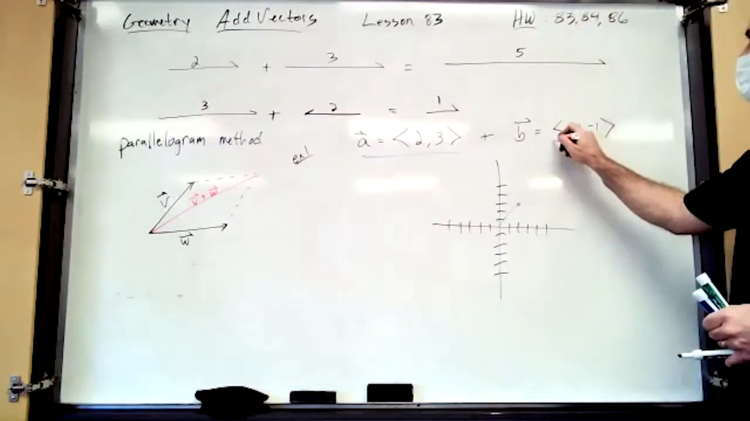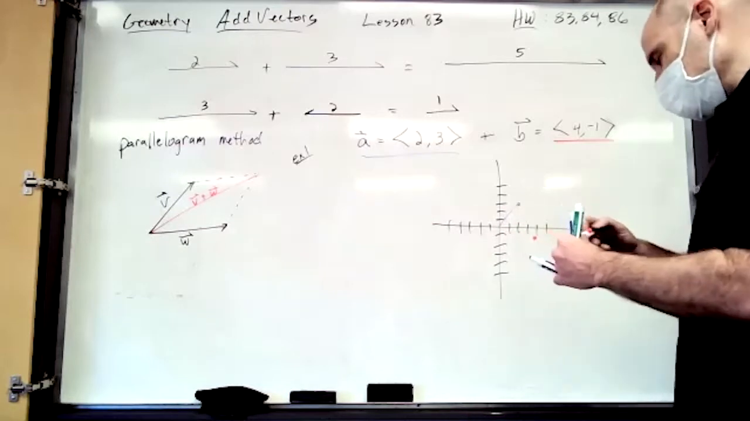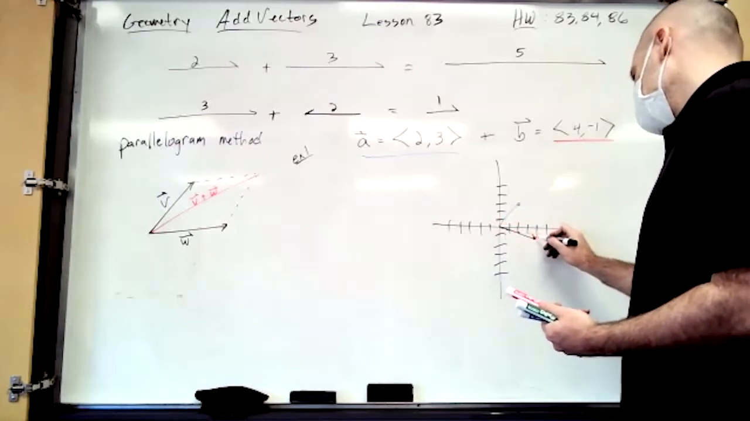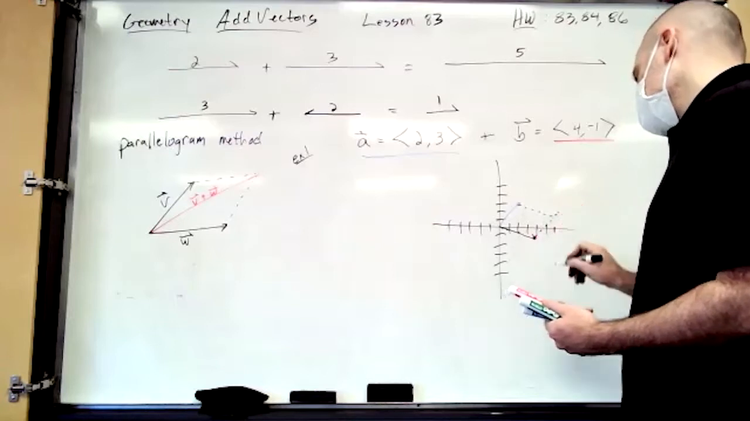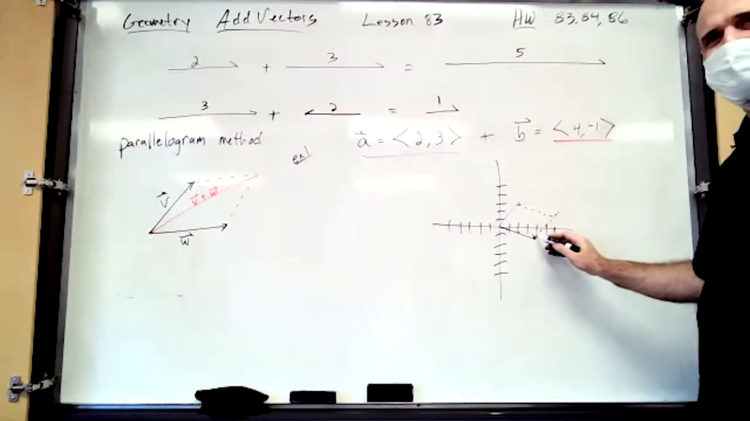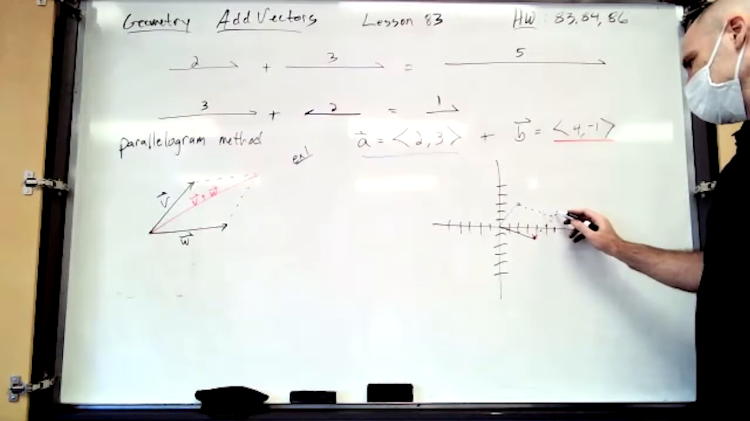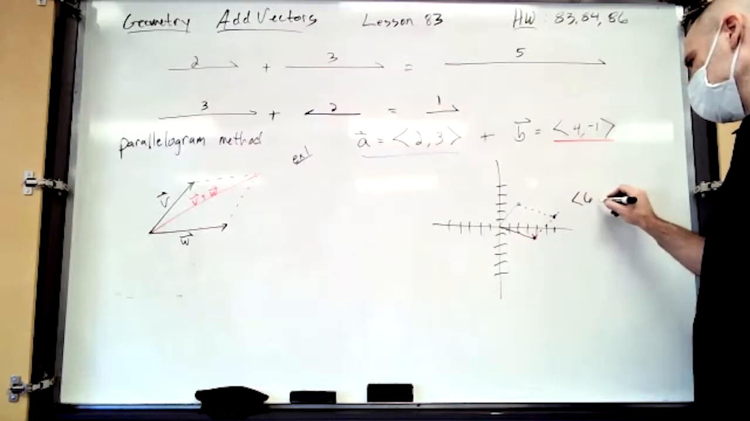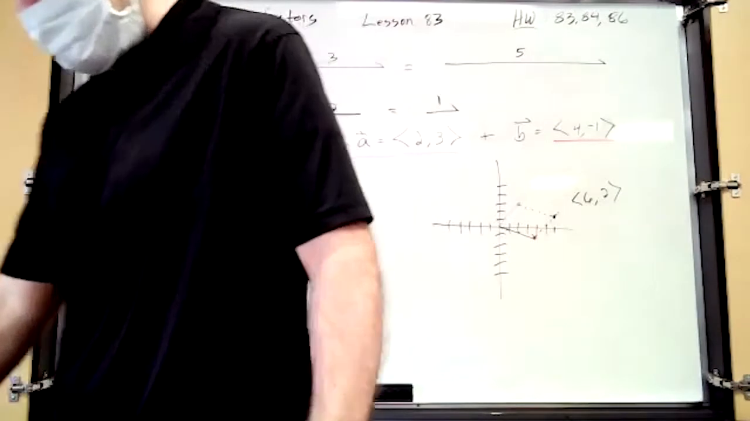Okay, let's look at 4, -1. How do we draw that? We'll go over 4, down 1. So this is 4, -1. So if I draw a parallelogram, and obviously it's a lot easier on graph paper, we're going this far and then this far. So from here, you're really going up 3 and over 2. So that equals 6, 2.